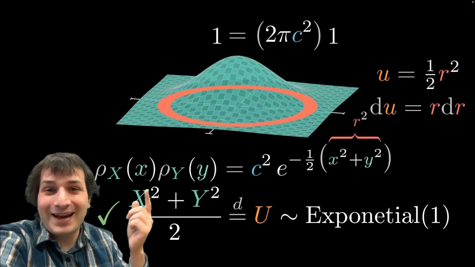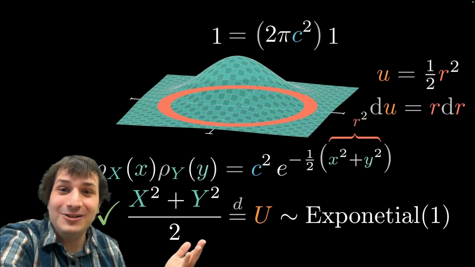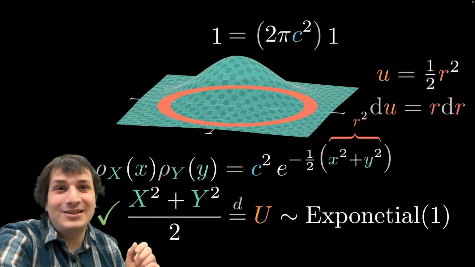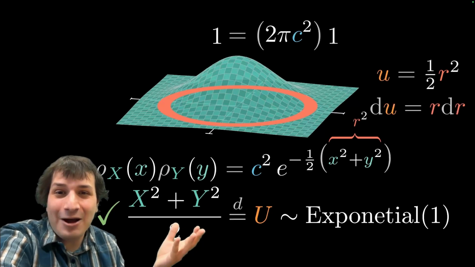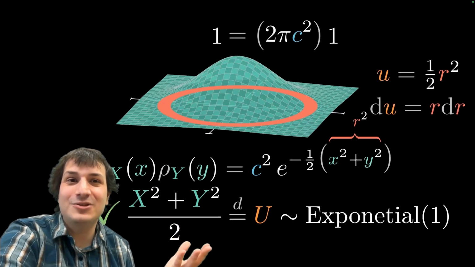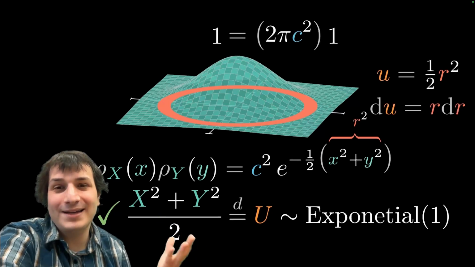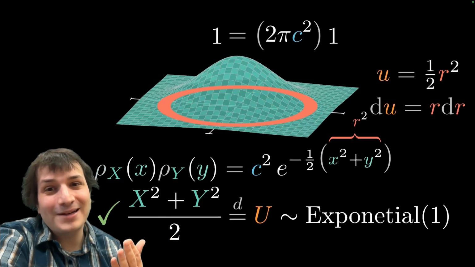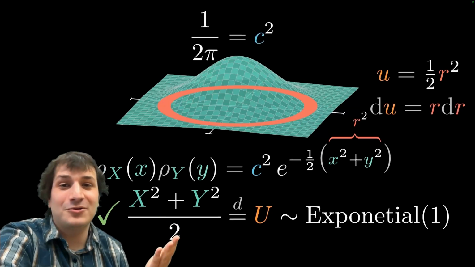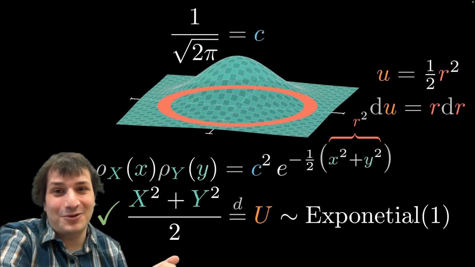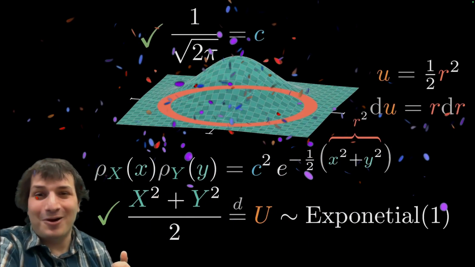So our formula showing that x squared plus y squared over 2 is an exponential actually comes with this constant 2 pi c squared. And when you integrate out, what's left is only that constant 2 pi c squared. And so it must be that 2 pi c squared is equal to 1. And if 2 pi c squared is equal to 1, then c squared is 1 over 2 pi, and c is 1 over the square root of 2 pi, which is exactly what we wanted to show.